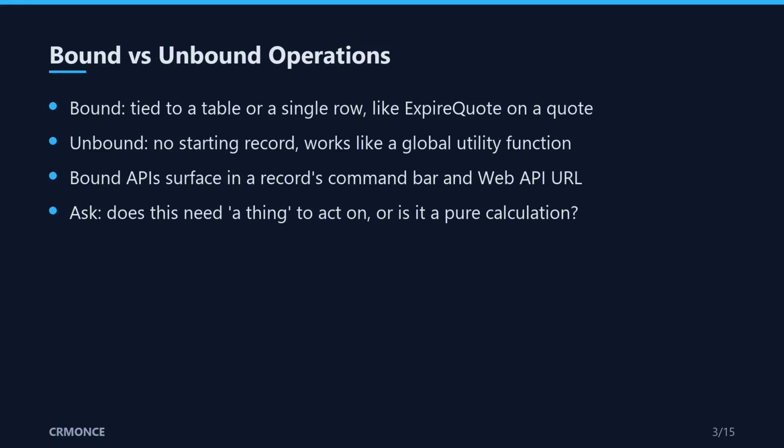An unbound custom API has no starting record at all. It behaves like a global utility function you can call from anywhere. For example, GetExchangeRate, which just takes a currency code and returns a number. When you design your own API, ask yourself, does this operation need a thing to act on? If yes, bind it. If it's pure calculation or lookup, leave it unbound.